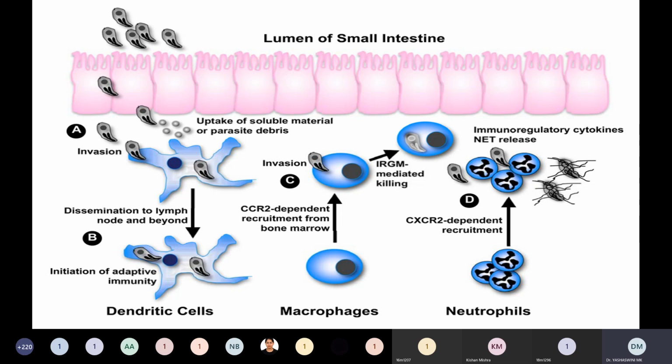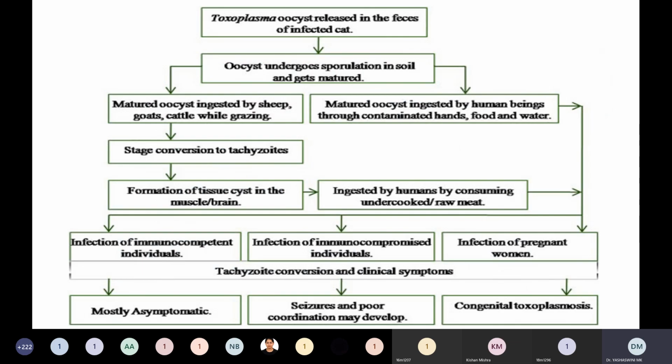So next, in the life cycle, in the lumen of the small intestine, whenever the trophozoites enter, they are taken up along with soluble materials or the parasitic debris that they release. They invade the cells, usually with the help of dendritic cells. They can travel along the lymph nodes and reach most of the organs. When they invade macrophages, this usually results in killing of them. And when they are taken up by neutrophils, they result in release of a lot of immunoregulatory cytokines, which helps in killing them and also results in many immunological reactions in the body after exposure.